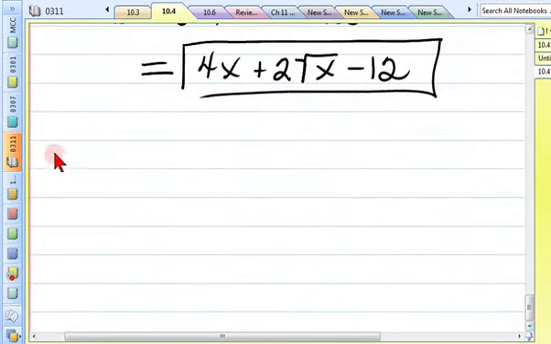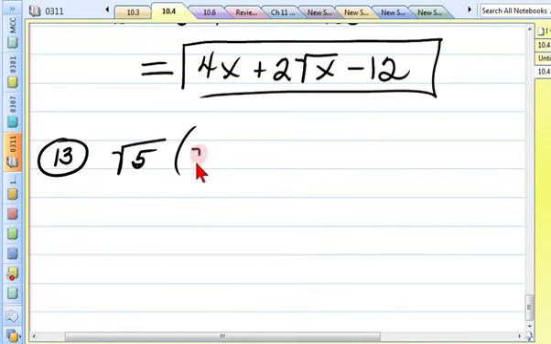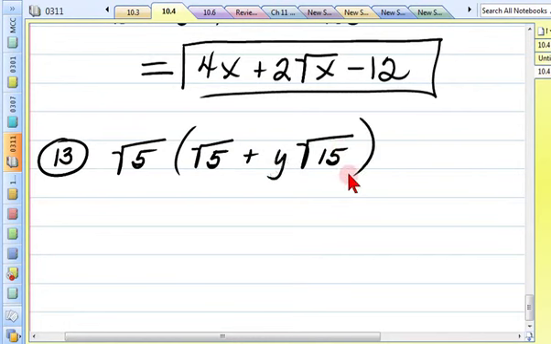All right, let's look at 13. I have the square root of 5, parentheses, the square root of 5 plus y times the square root of 15. What kind of multiplication will I use? Distributive property.